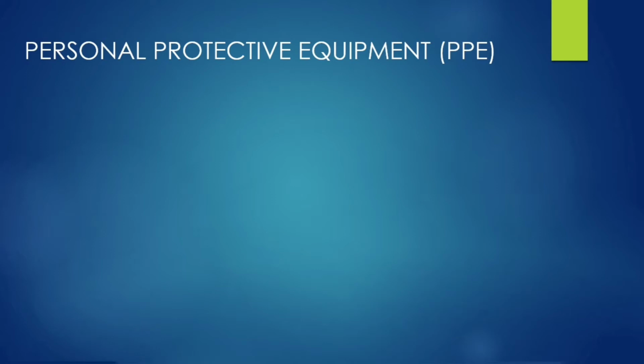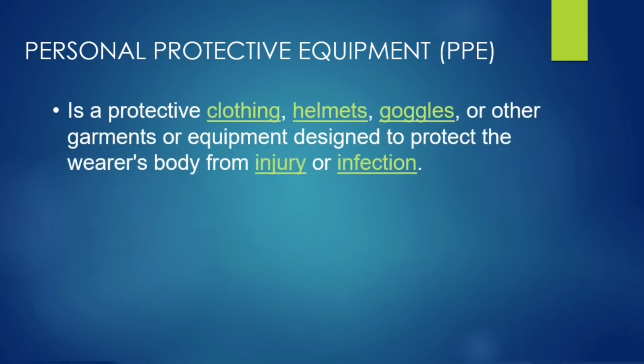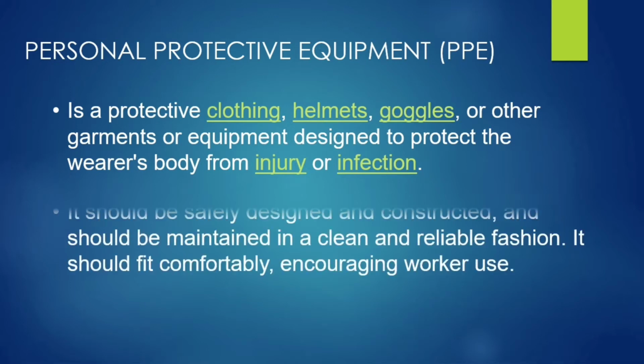What is this PPE all about? When we say PPE, it is protective clothing, helmets, goggles, or other garments or equipment designed to protect the wearer's body from injury or infection. It should be safely designed and constructed and should be maintained in a clean and reliable fashion. It should fit comfortably, encouraging workers to use it.